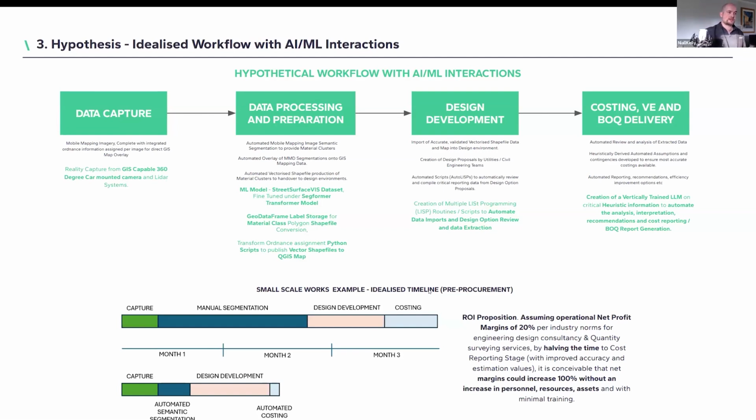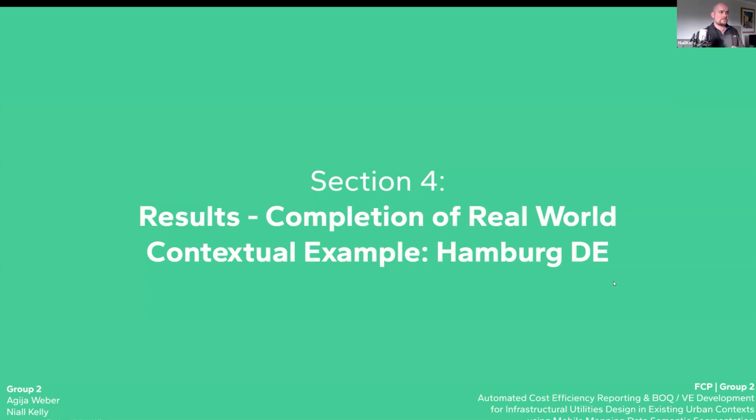And looking at the small scale work sample idealized, we think that the 3-month development pipeline can reduce down to a 1.5-month timeline. And if you're a typical design consultancy who's working on a 20% net profit margin, give or take, you can expect an increase to your margins of up to 100% without additional labor, assets, or resources.